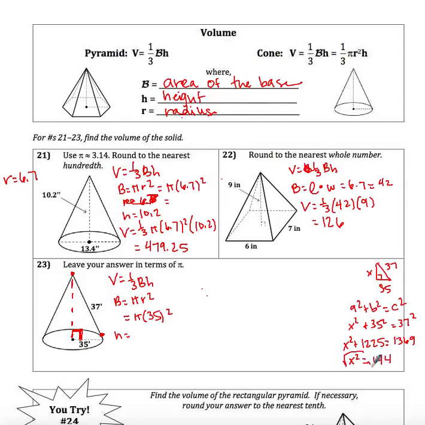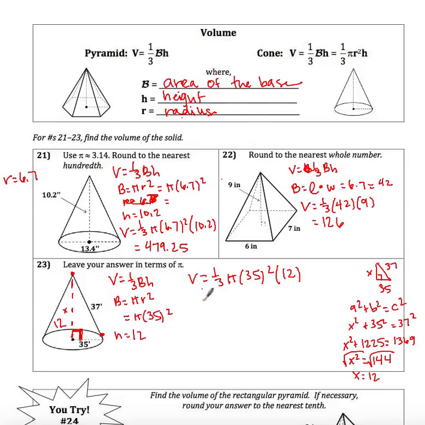I'd square root both sides and get that x is equal to 12. X being what our height is. So we'll let this be x, and so now we know it's 12. So our height would be 12. Then I plug back in here. So I'm going to say volume equals 1/3 pi 35 squared times 12.